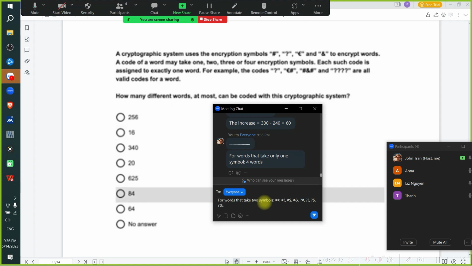So it's gonna be a lot of different ways. 16 different ways, right? Nó sẽ ra được 4 x 4 là 16 cách khác nhau đúng không mọi người? Yeah, it's gonna be 16 different ways. For words that take 3 symbols, how about that?